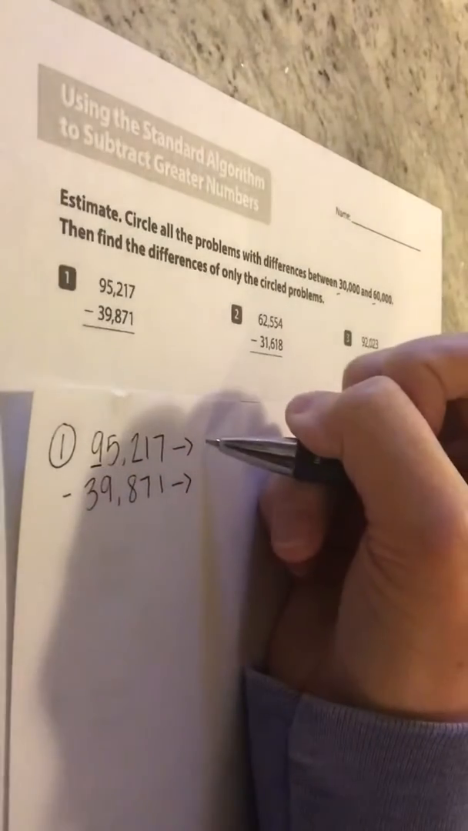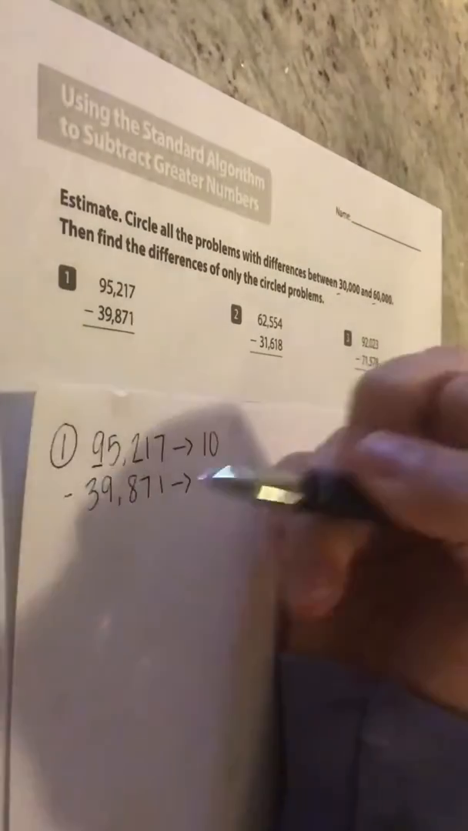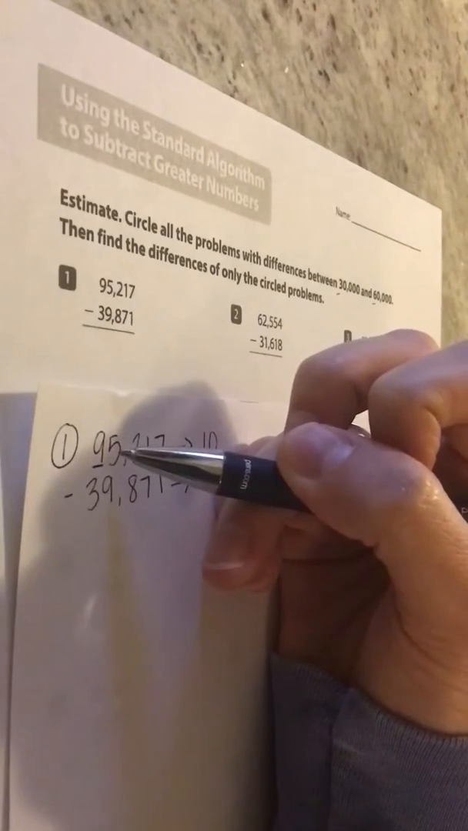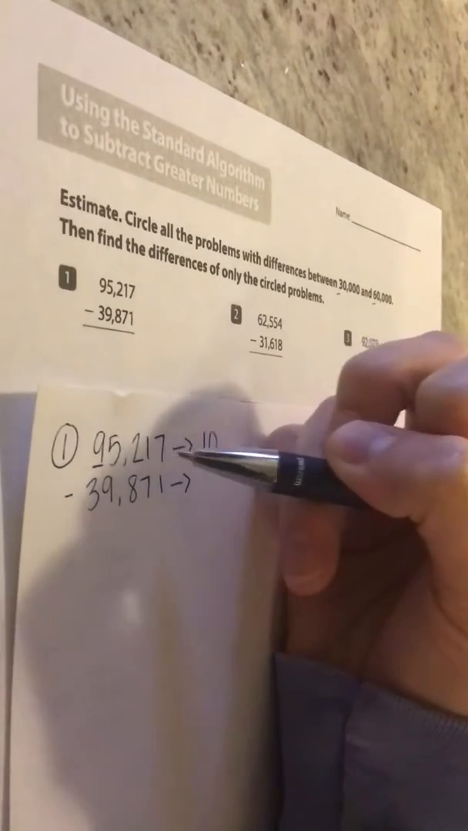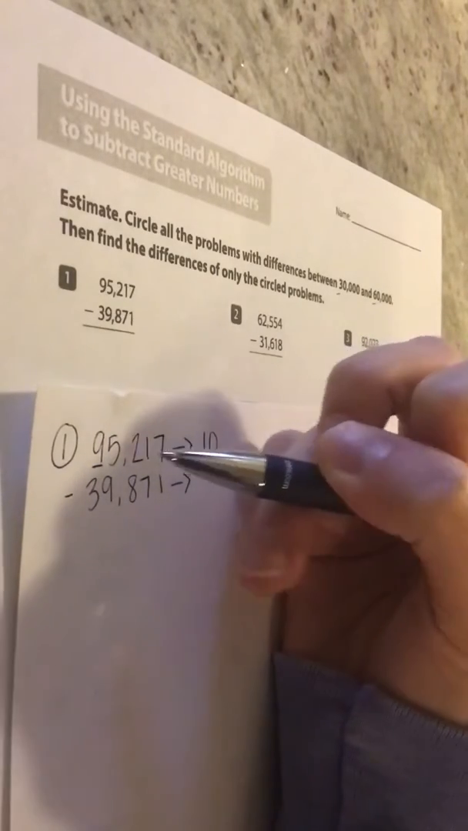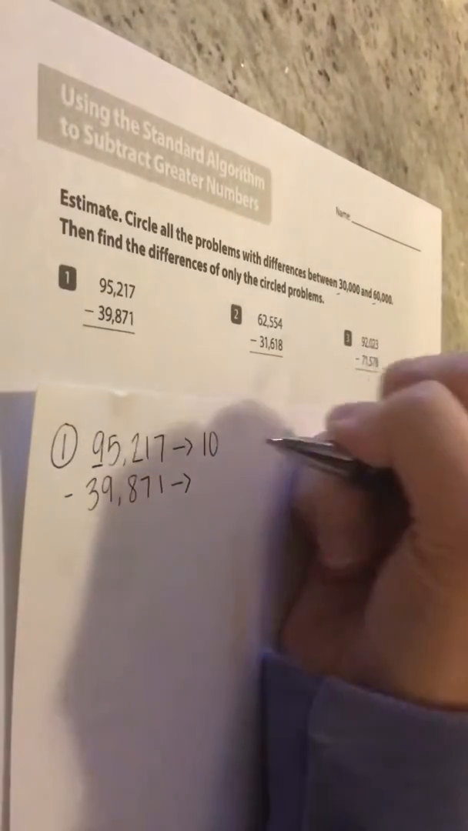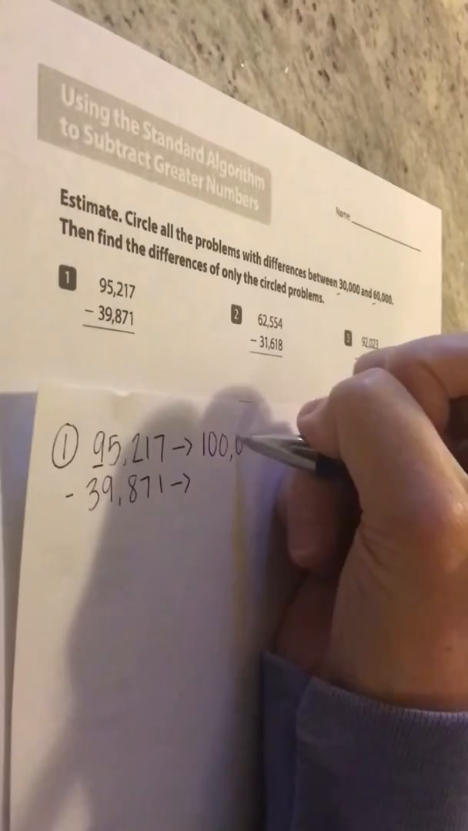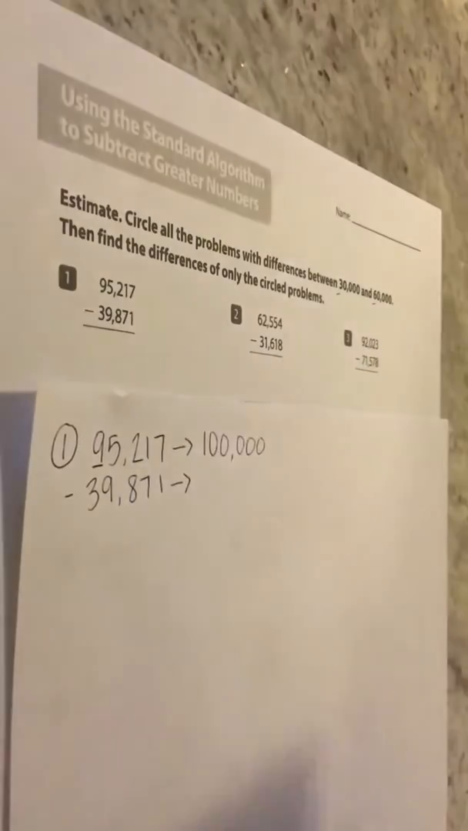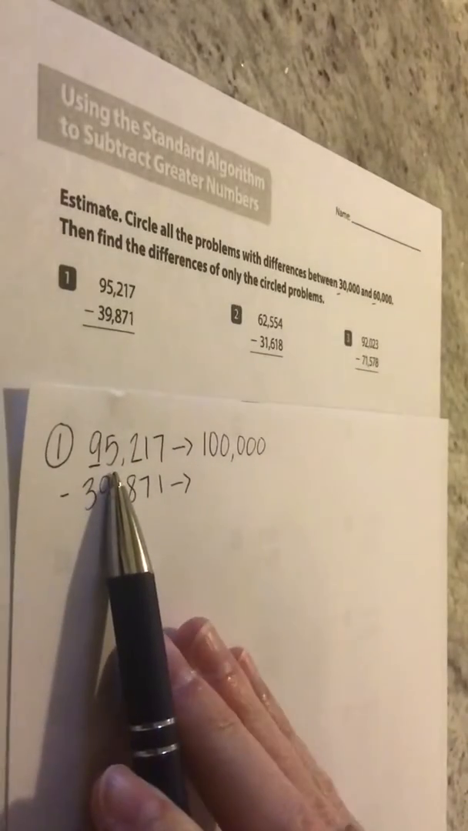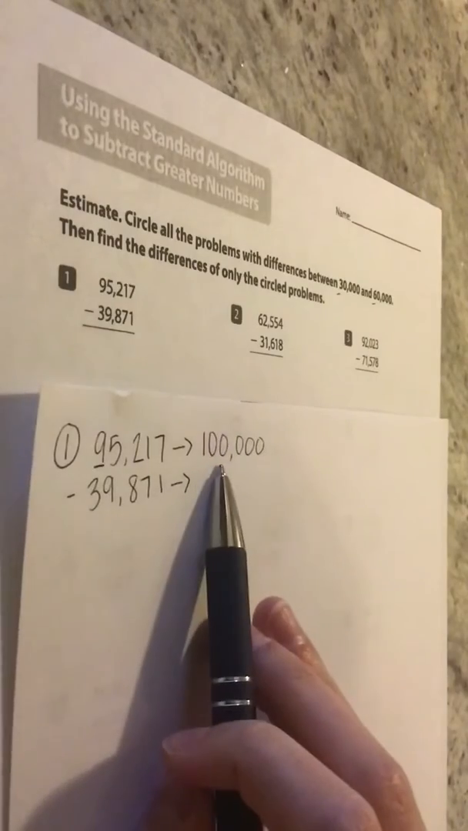So 1 after 9 would be 10. And then I still have to add 1, 2, 3, 4 zeros behind 10, because every number behind 9 is just going to turn into a 0. So 1, 2, 3, 4. So this number rounded to the nearest 10,000 would be 100,000.